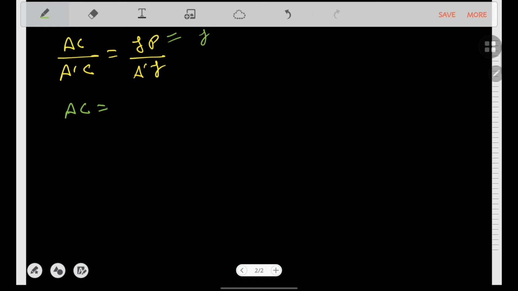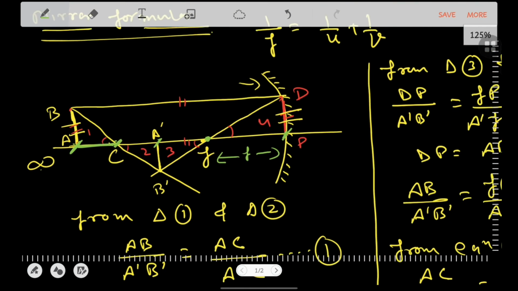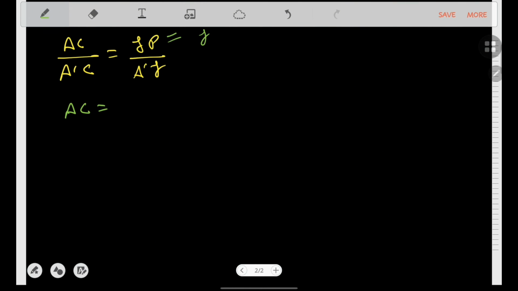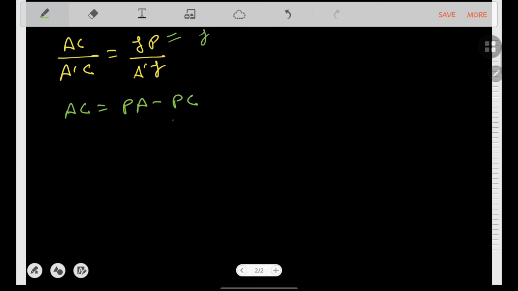What can we write for AC here? This one is AC, that much only. So AC we can change to PA minus PC, because PA we know is U and PC we know is the radius of curvature. So by this we can interchange it. So we will write it like that: PA minus PC. I am taking it from the pole.